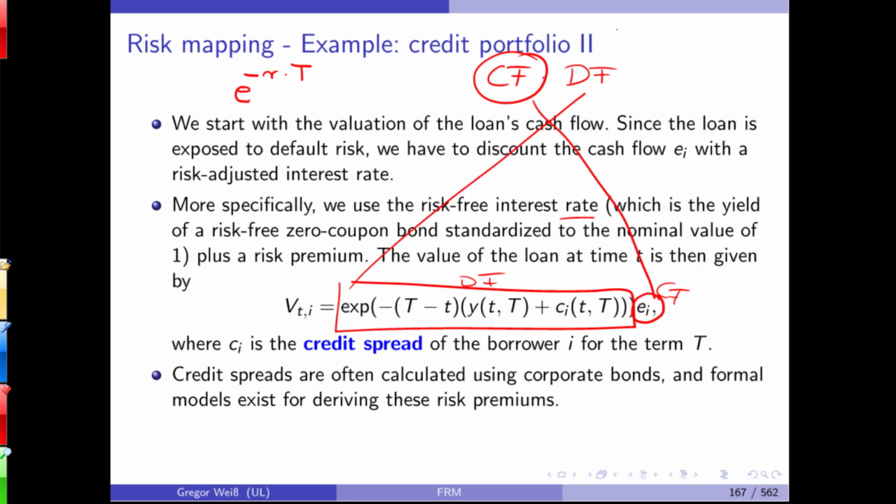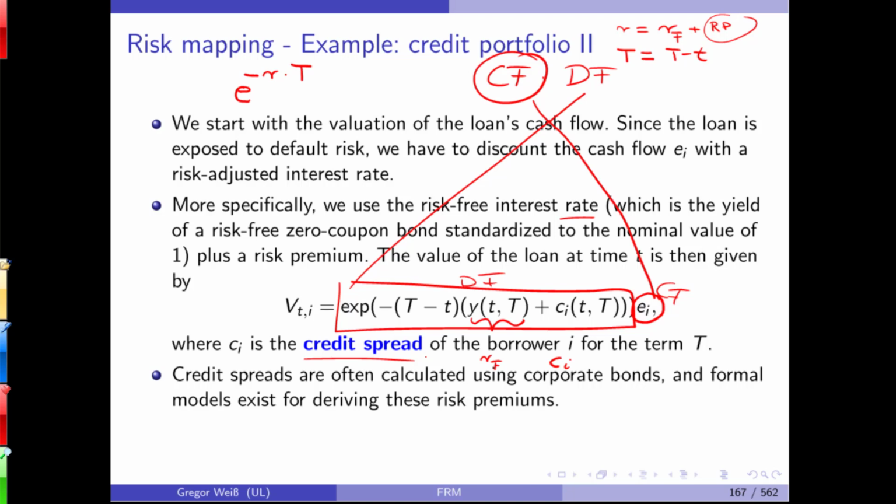Now in this case, r is the risk-free rate plus a risk premium, and capital T, the remaining time until maturity, is capital T minus T. In other words, the value of this loan is nothing but the exposure, aka the payment, the notional payment, discounted continuously with Y, that's the yield of the zero coupon bond, that's the risk-free rate, plus CI, and CI is the risk premium, that's the credit spread.